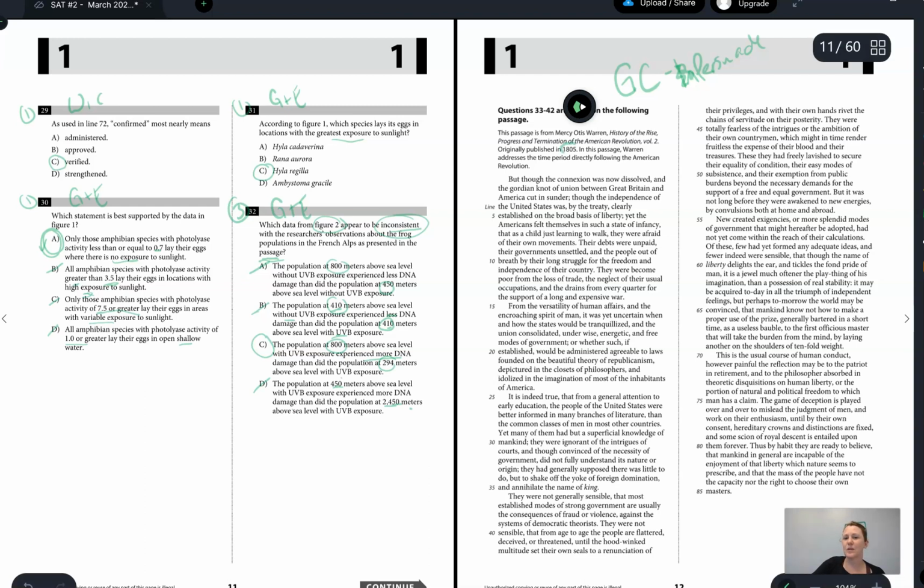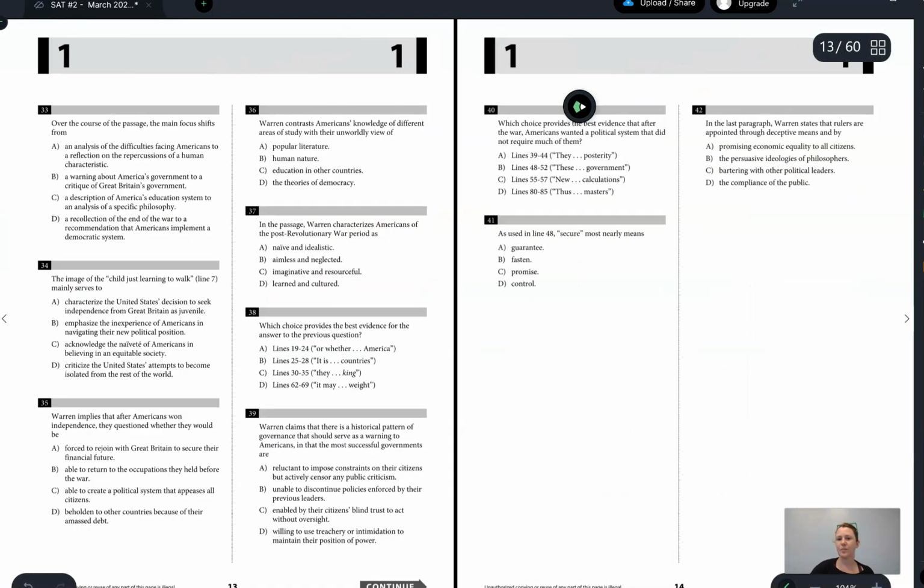We can see that this one was written in 1805, and it's titled History of the Rise, Progress, and Termination of the American Revolution. So this is written in the time period just after the American Revolution. So we've just fought for independence from England, and this is Otis Warren's commentary on that. So let's go ahead and start diagnosing questions.